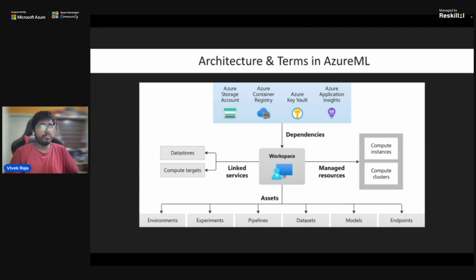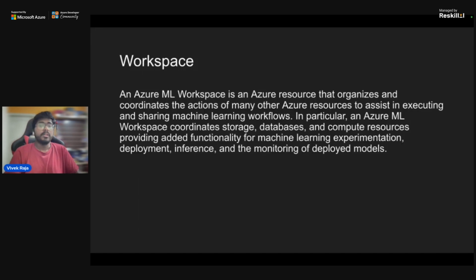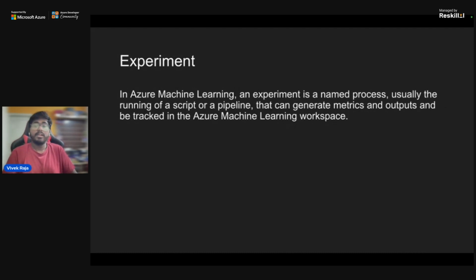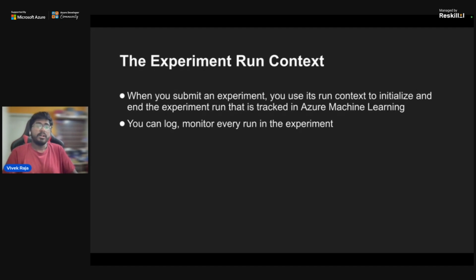So this is an overview of how the architecture and terms exist in Azure Machine Learning. I think it's okay to skip these slides because we have explained it, and I'll make sure to drop this in my GitHub so you can go back and refer to these slides later. So we know that a Workspace associates a lot of Azure resources. An Experiment is like a named process which usually runs a script or a pipeline, and the run context is what really went through that execution.